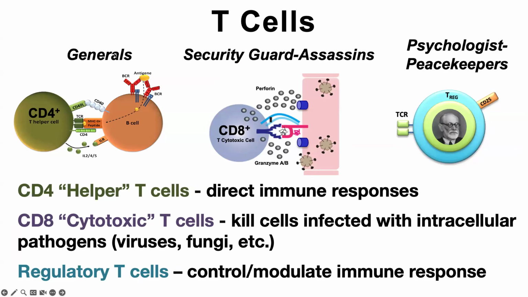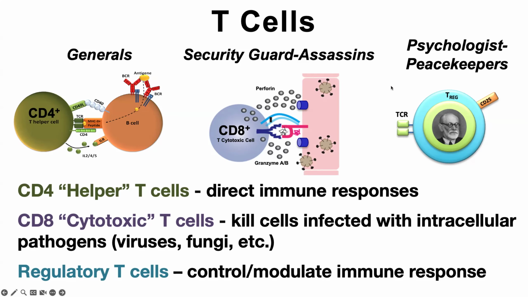So the T cells, as I mentioned, they're the generals, they're the security guard assassins, and they're the psychologist peacekeepers of the immune system. What I mean by that is the generals are the CD4 T cells. They play an important role in directing the B cells, directing other cells what they should do. These are often referred to as the helper T cells because they help the B cells know how they should respond to things that they see and what types of antibodies they should make. So these are kind of the generals.